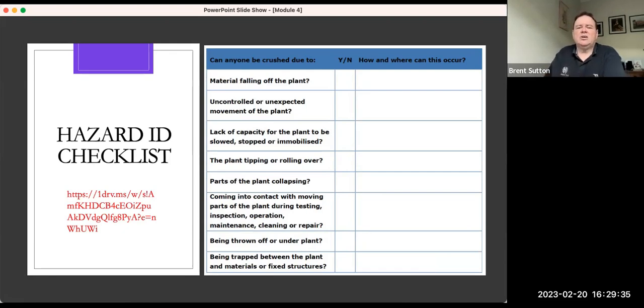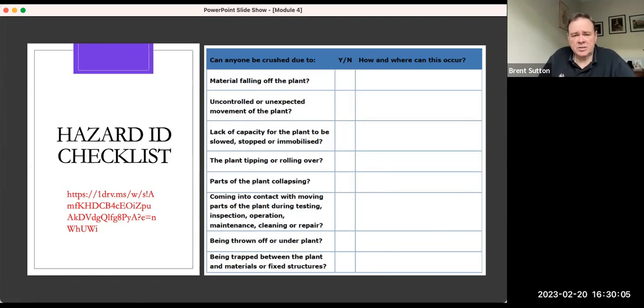And in that checklist, what we're wanting you to do, and would like this to be done with workers, is explore with those workers how and where this can occur. So this is not a tick and flick. This is about, can we be crushed due to, and we're talking about a list of hazard situations. If the answer is yes, then we want to explore how and where this can occur.